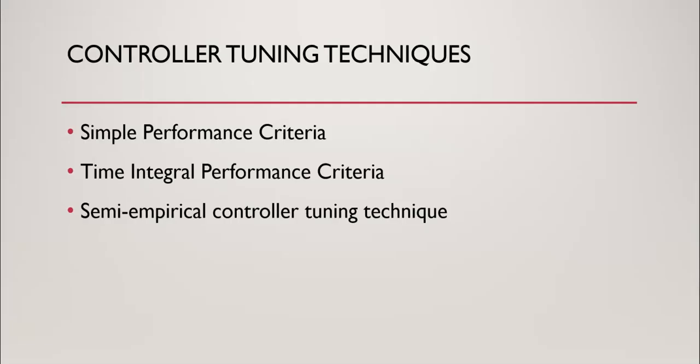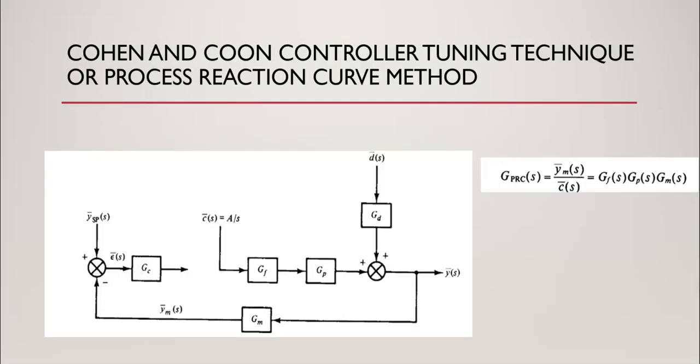In order to get the best controller parameter values for minimizing the errors, which value can be chosen as the best controller parameter values? In order to get that, we can use these criteria, controller tuning techniques: simple performance criteria, time integral performance criteria, and the last one is the semi-empirical controller tuning technique. Today I'm going to discuss the last one, the semi-empirical controller tuning technique.